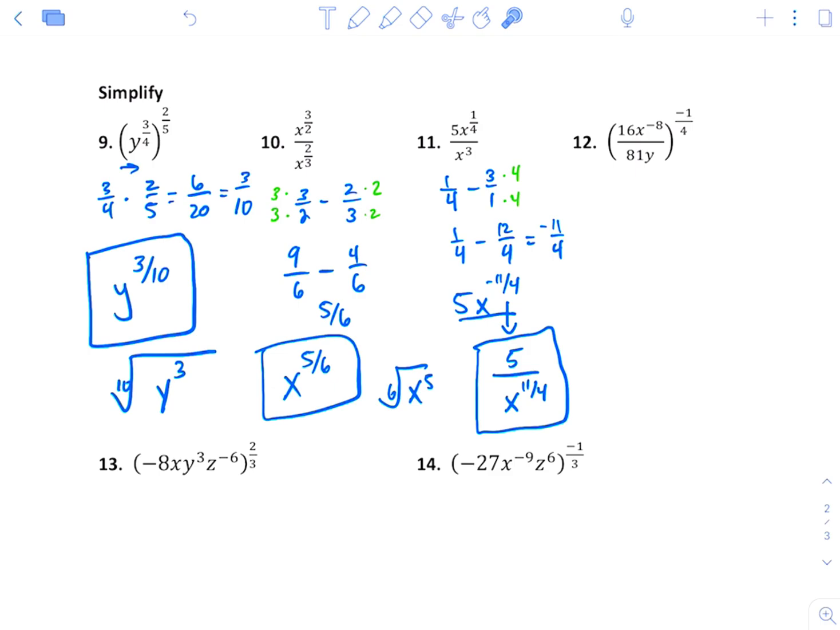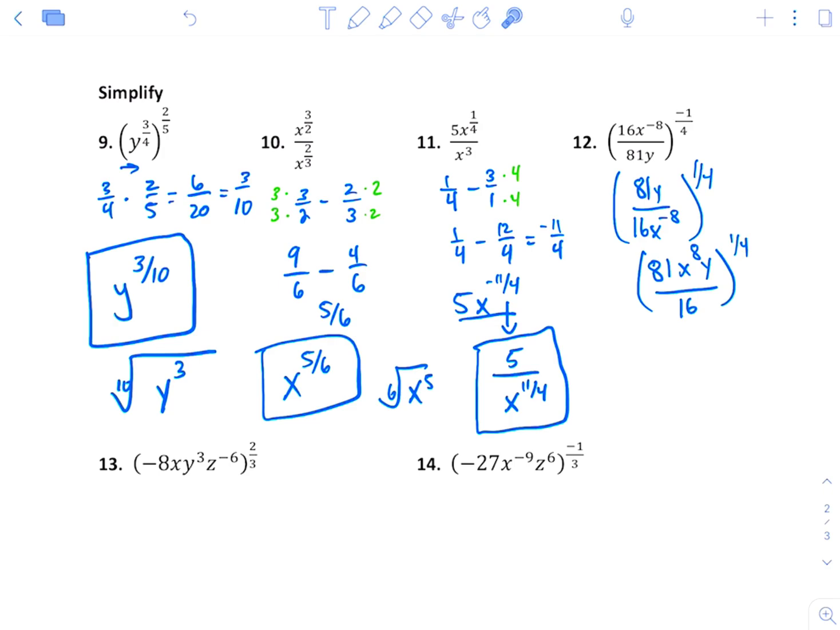All right, on 12. So remember, when we have a group to a negative exponent, it's usually easiest to start by making this positive. And to make it positive, we're going to flip this fraction around. So this will become 81y over 16x to the negative 8, and then to the positive 1/4 power. Okay. Now if we want, we can deal with this first. So if I want, I can move x up to the numerator to make that positive. So then this would become 81x to the 8th y over 16, and then to that 1/4 power.